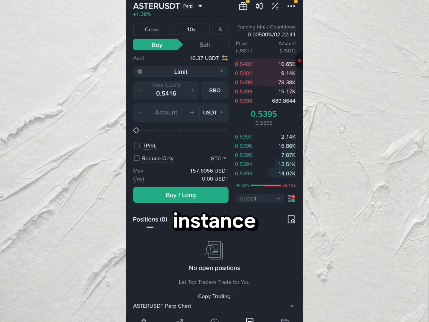So for instance, if I'm going to be using this currency called HashTag to demonstrate how the leverage is calculated, it is going to be capital multiplied by leverage. That's going to give you the overall picture of the money. So now I have about 16.37 multiplied by 10, which is going to give you approximately $163. So now this amount is in USDT.